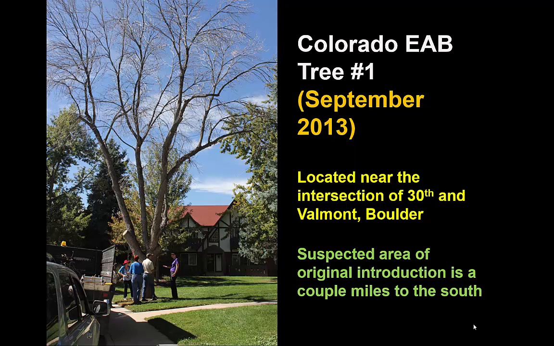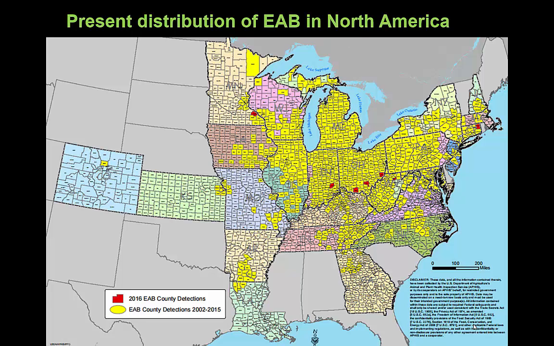So we're talking maybe 2006, 2007, 2008 when it got in, and it took a while before it started to kill a tree that attracted attention that allowed us to identify that it had been here. So again, when you look at a distribution map of emerald ash borer in North America, Colorado is the outlier. We are the only western state that currently has this.